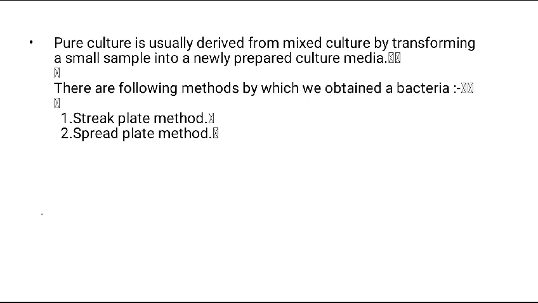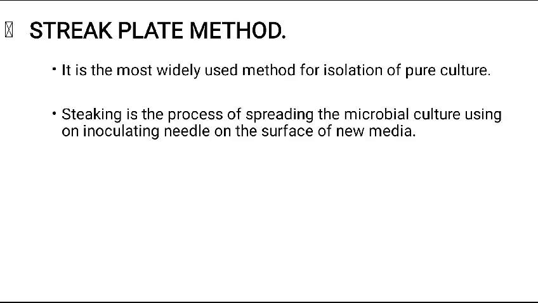There are the following methods by which we obtain bacteria. First, streak plate method, and second, spread plate method. First, streak plate method. It is the most widely used method for isolation of pure culture. Streaking is the process of spreading the microbial culture using an inoculating needle on the surface of new media.